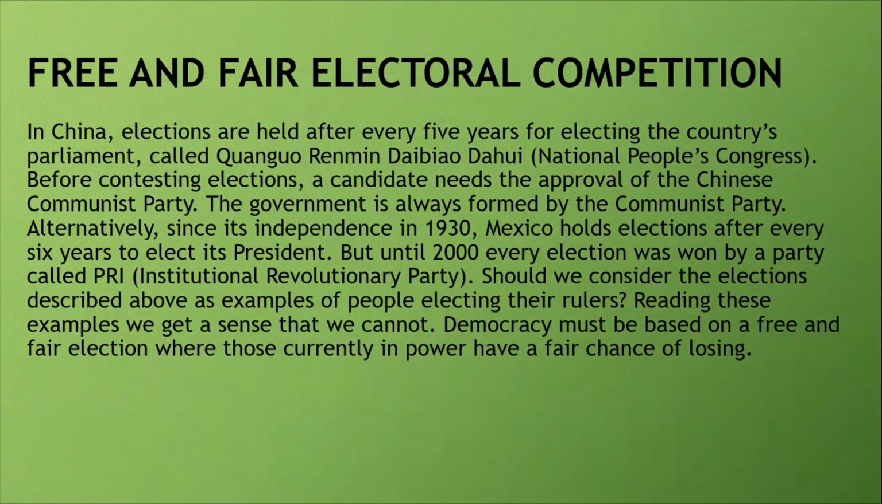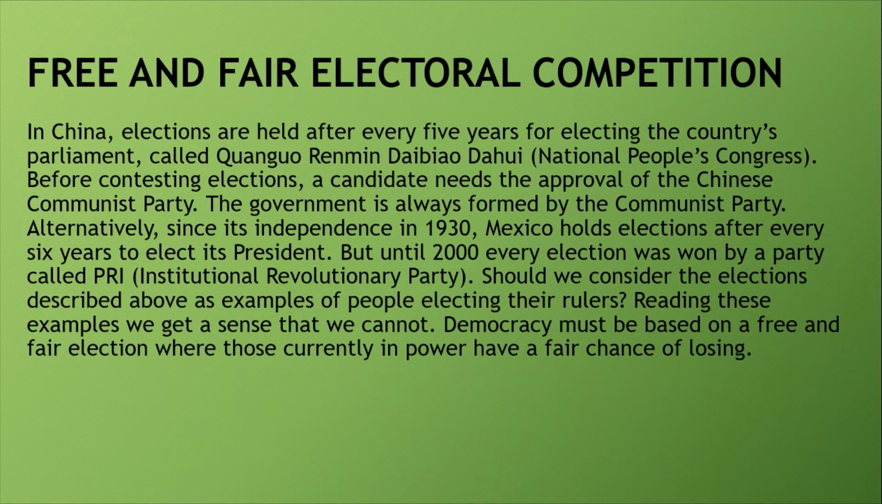Free and fair electoral competition. In China, elections are held after every 5 years for electing the country's parliament, called Guangguo Renmin Daibiao Dahui, the National People's Congress. Before contesting elections, a candidate needs the approval of the Chinese Communist Party. The government is also formed by the Communist Party. Alternatively, since its independence in 1930, Mexico holds elections after every 6 years to elect its president.